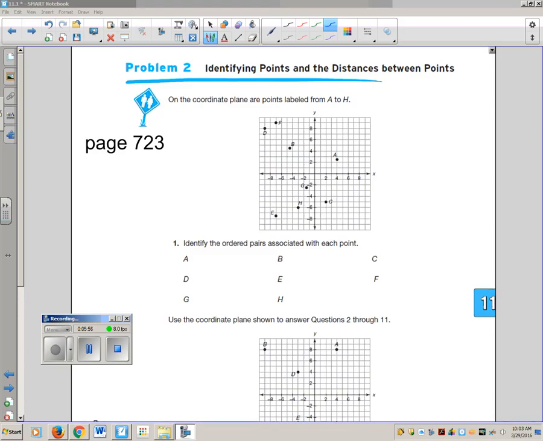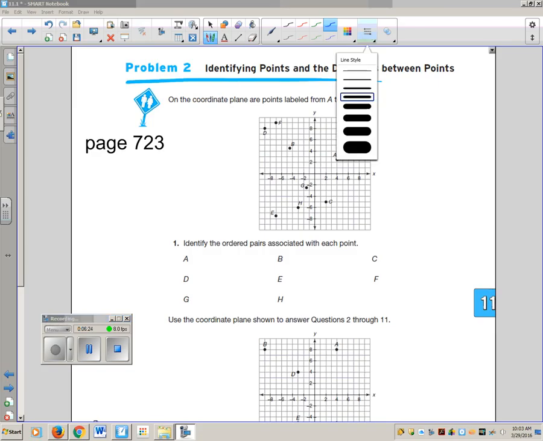Page 723 in your books. On page 723, you have a coordinate plane. You have your points all over the plane. We're going to identify the coordinates for each letter. So first one is A. Over, up. AJ?